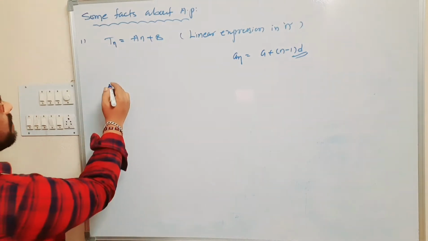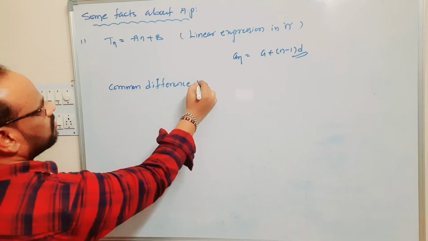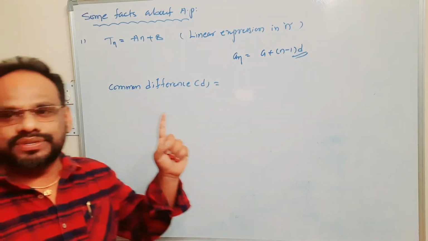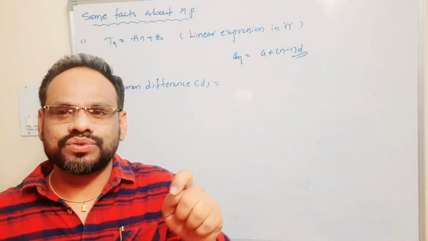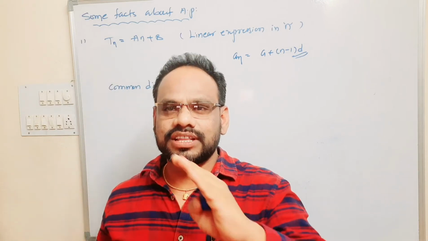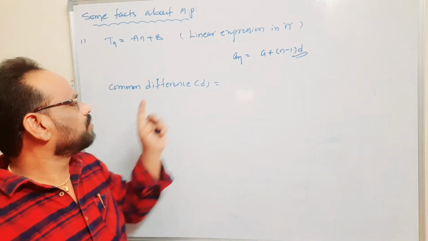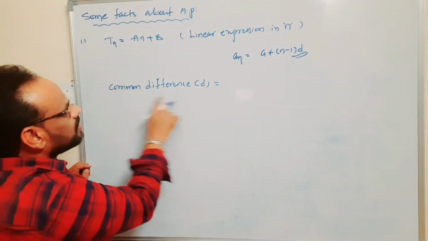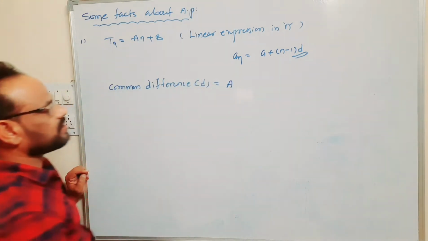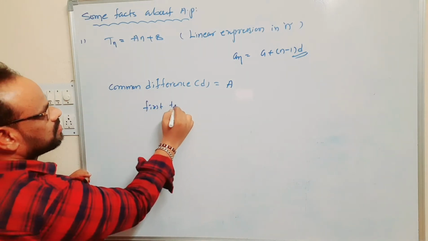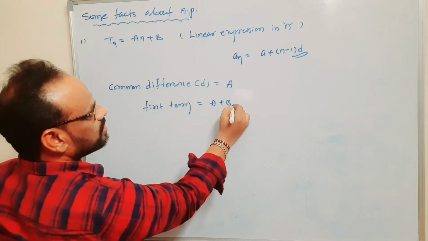How to find the common difference? We know the process: if you substitute n equals 1 we get t1, and if you substitute n equals 2 we get t2. The common difference is t2 minus t1. That is the general process, but it is time-taking. Without pen and paper, the common difference d is equal to the coefficient of n, which is a. The first term is equal to the sum of the arbitrary constants, which is a plus b.